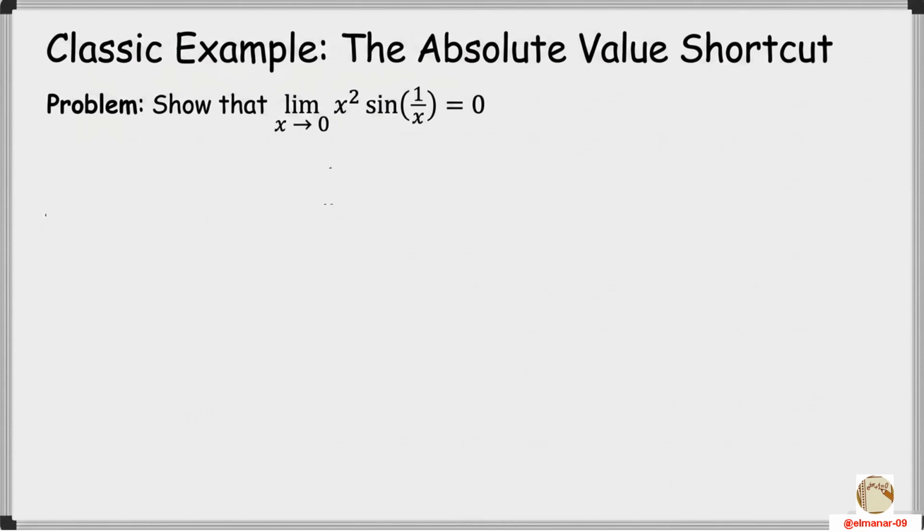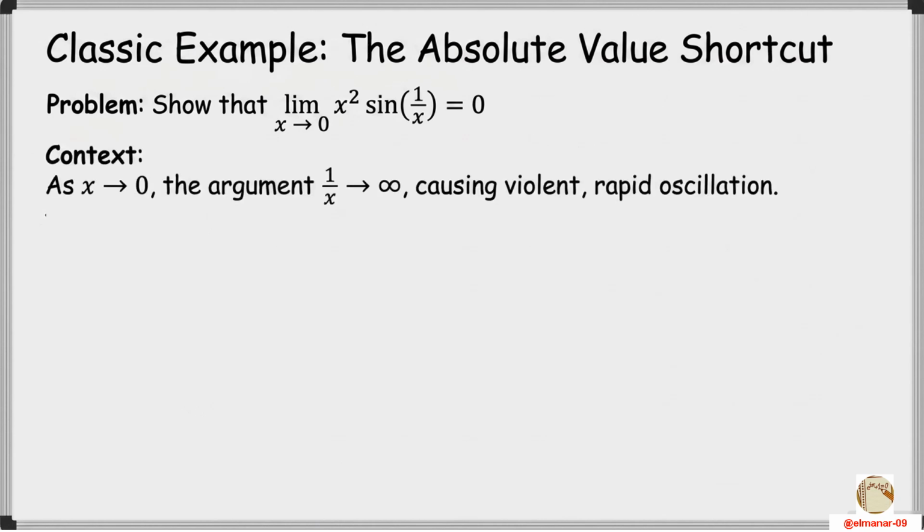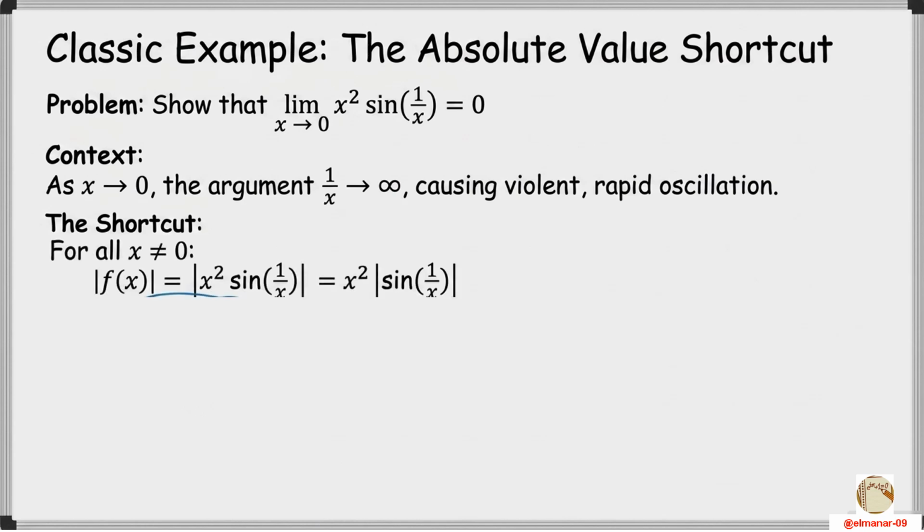Sometimes there's a shortcut using absolute values. Let's show that the limit as x goes to 0 of x squared sine of 1 over x is 0. As x approaches 0, the 1 over x inside the sine causes violent, rapid oscillation. Instead of a full floor and ceiling, we can use the absolute value. F of x is equal to x squared absolute value of sine of 1 over x.